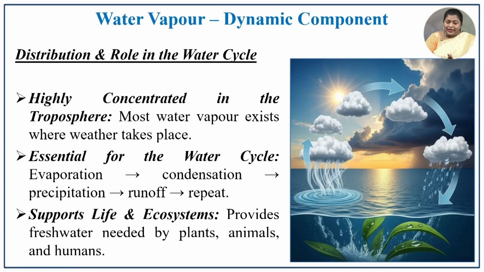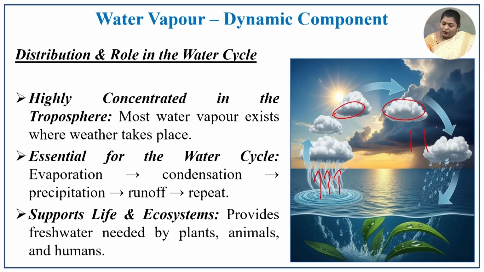Next, it is highly concentrated in the troposphere. So this troposphere is the lower layer of the atmosphere, which we will be discussing in the upcoming lecture. Most water vapor exists in the troposphere, that is the lower layer of the atmosphere where the weather phenomena take place. Water vapor is much more essential in the water cycle. That is, in the evaporation process, the water vapor is much important, and in the condensation process also water vapor is much important. Then the precipitation process also, water vapor is one of the major criteria which determines the precipitation. So this is the cyclic process which we call a water cycle.